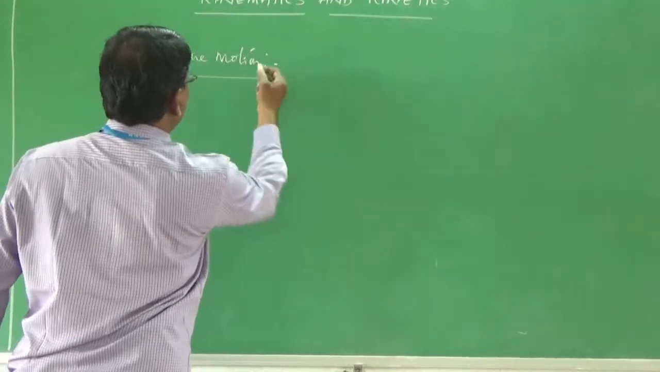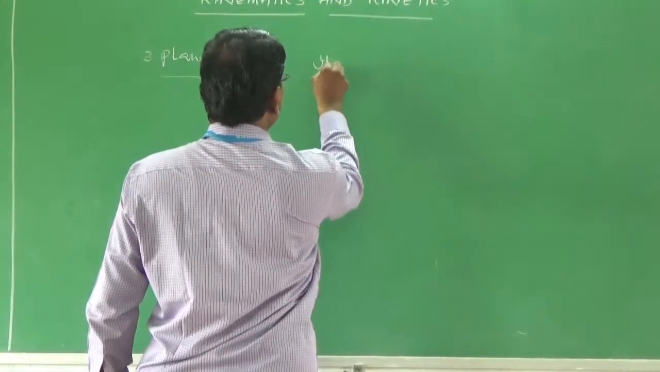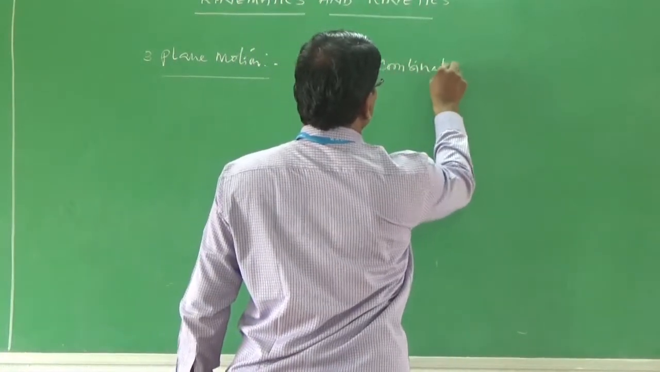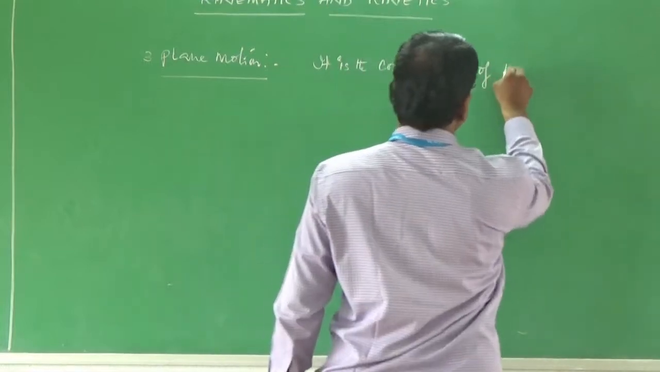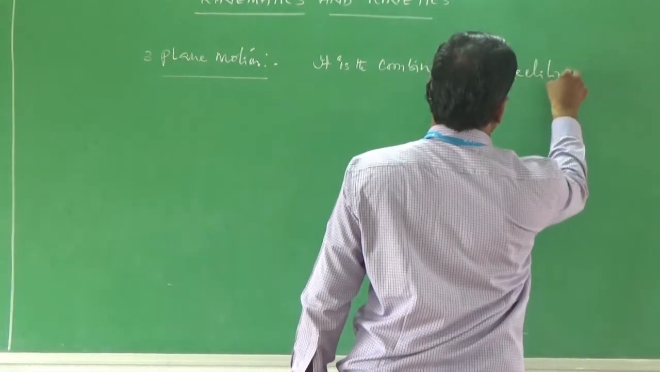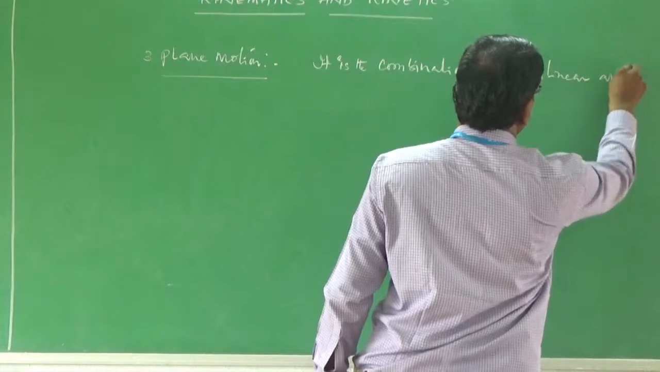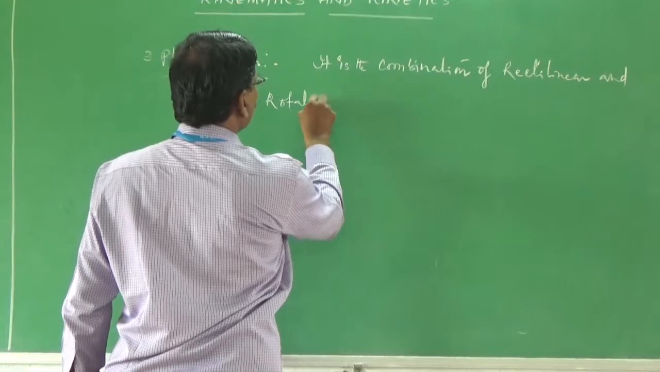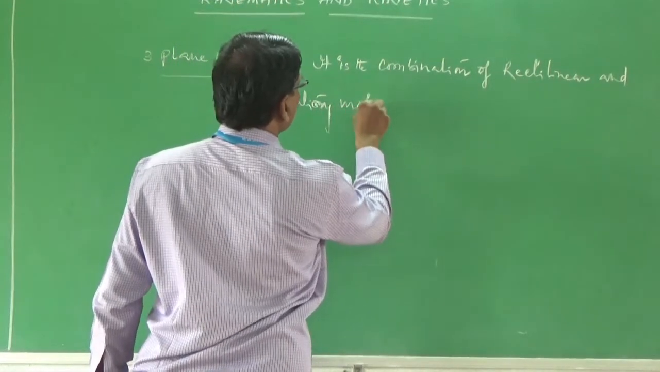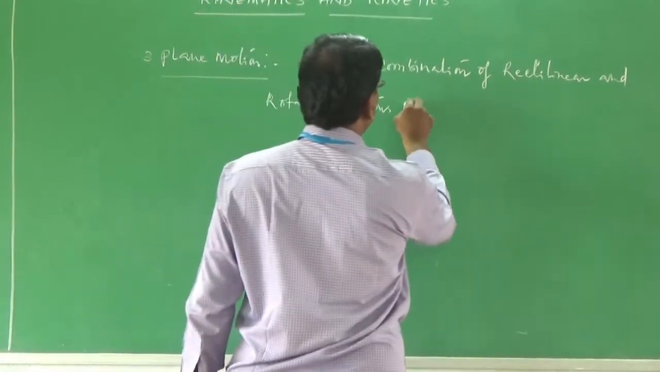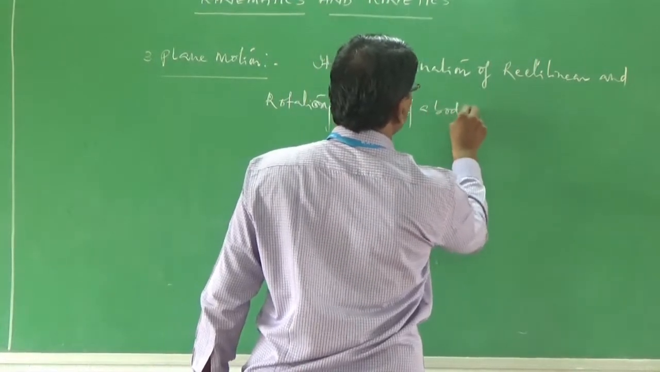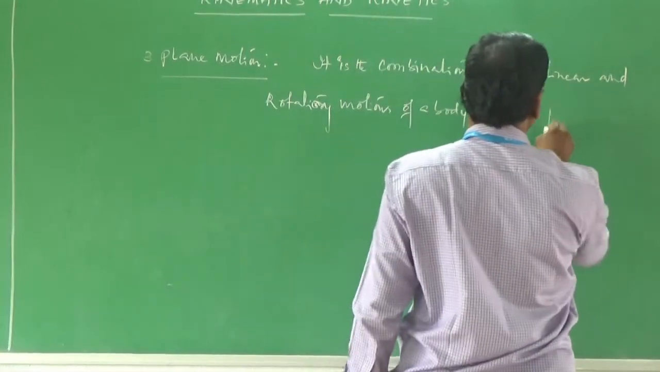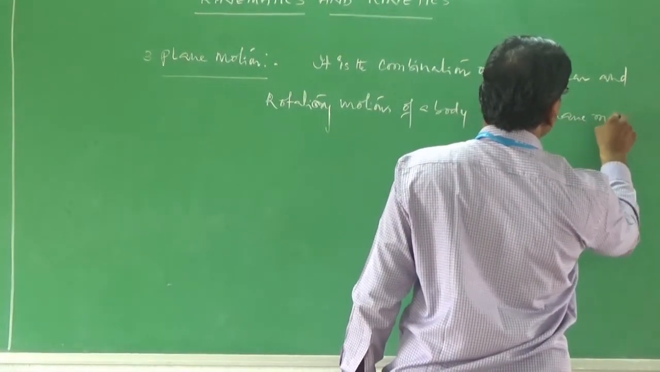Plane motion is defined as the combination of rectilinear and rotatory motions of a body. It is called plane motion.